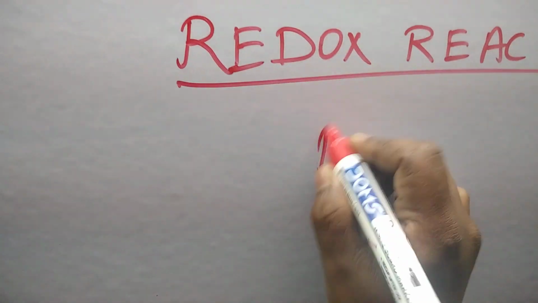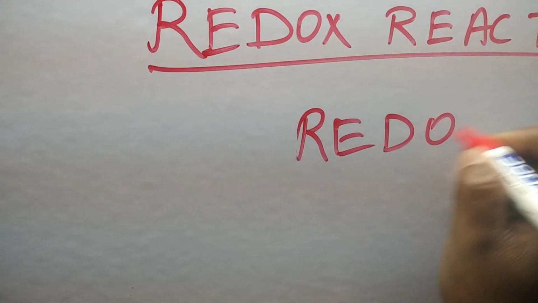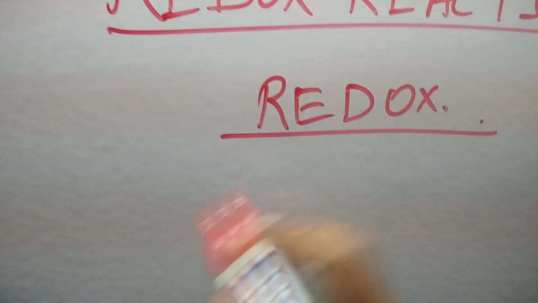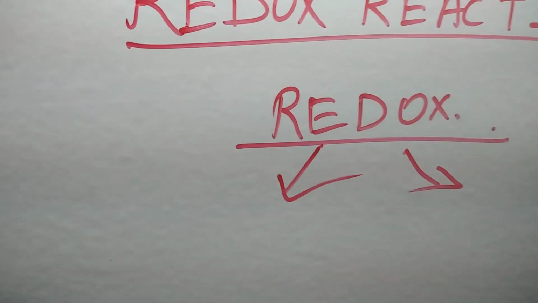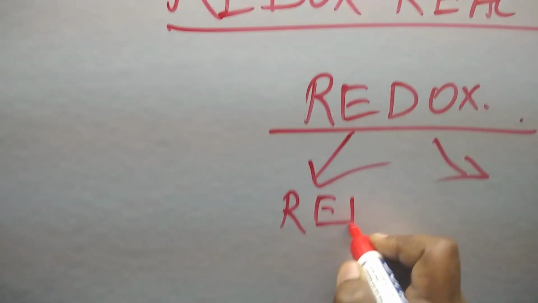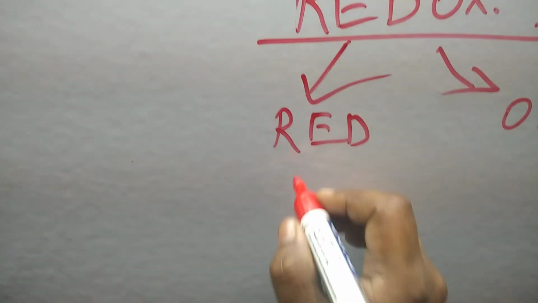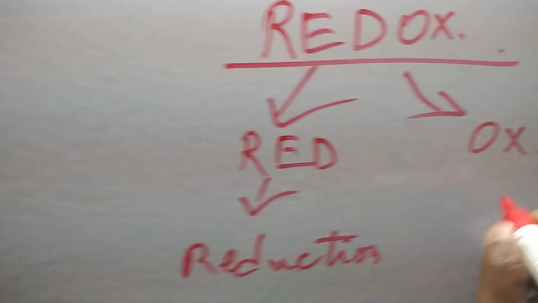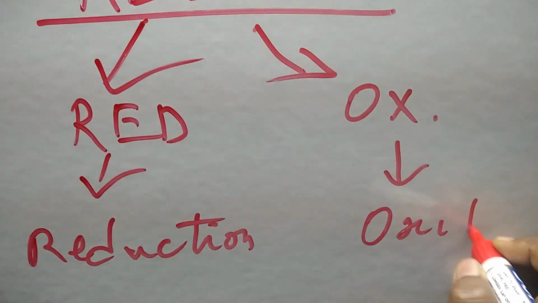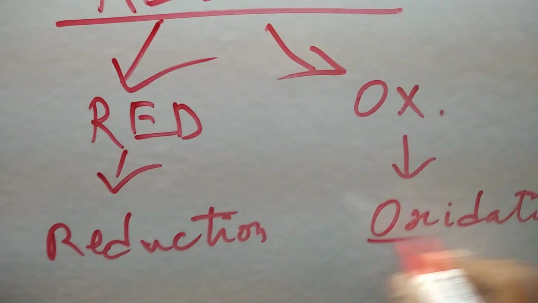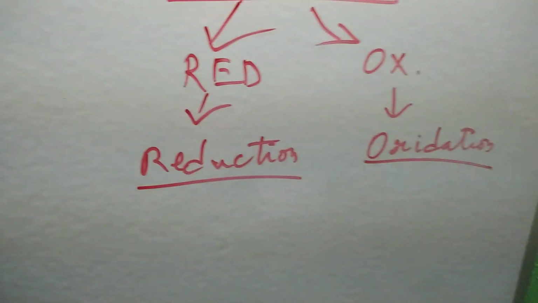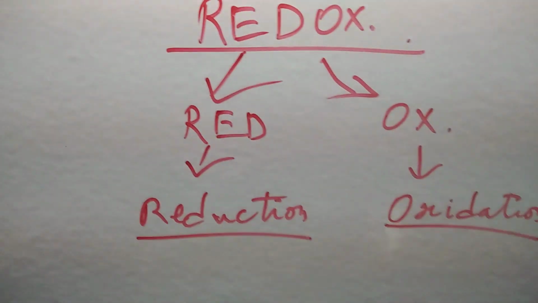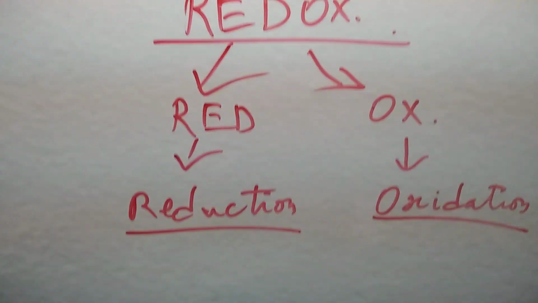See students, the word redox came from two major words, which means it can be divided into two words, red and ox. Red came from reduction and ox from oxidation. Basically the redox reaction is the reduction-oxidation reaction. In short form we say redox reaction.